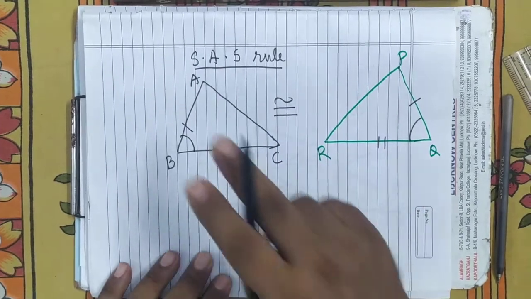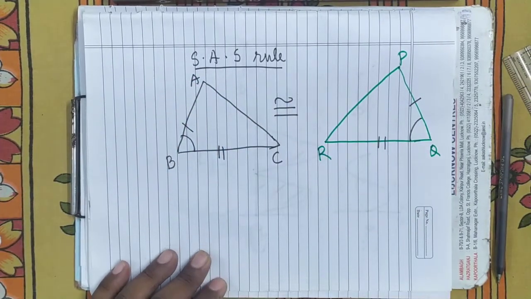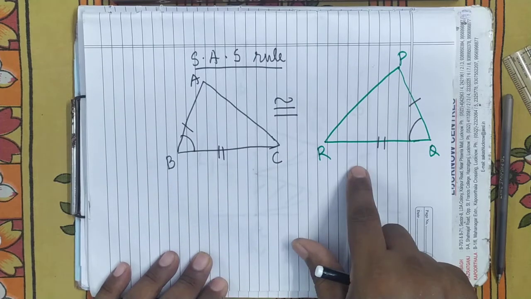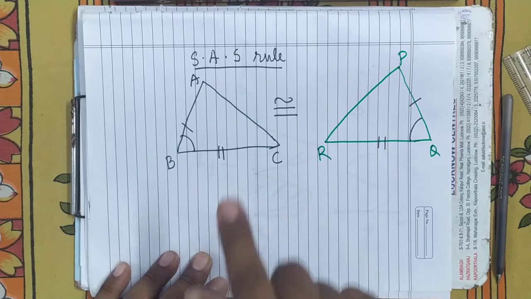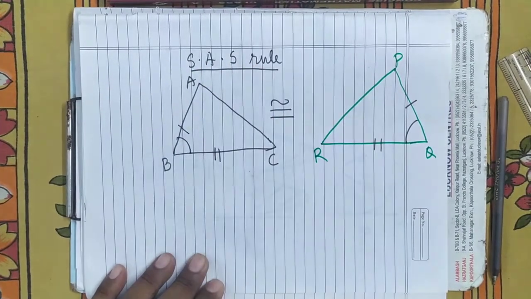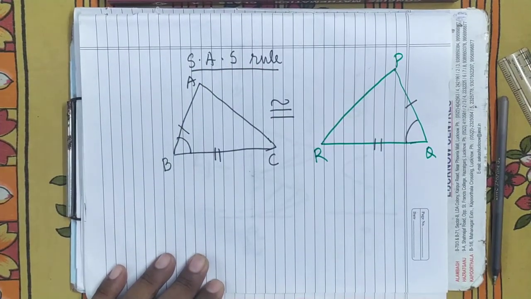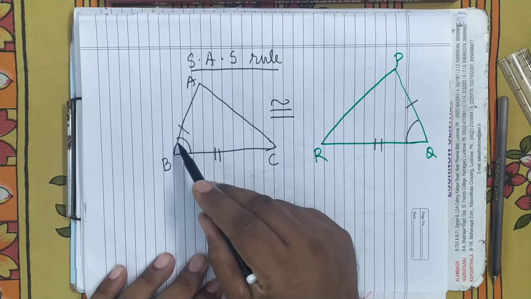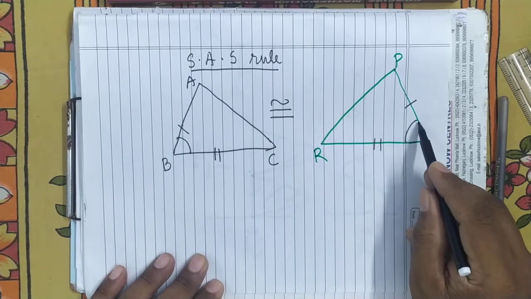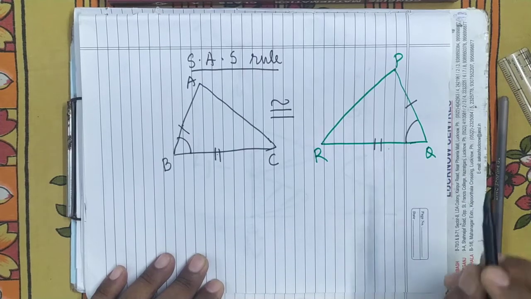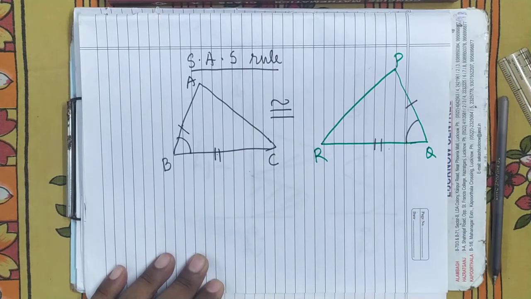What is the SAS rule of congruency? Between both the triangles, two pairs of sides are equal and the angle included by these two sides is also equal. You can see here this angle is included by these two sides, and here this angle is included by these two sides. Therefore, they will be congruent.